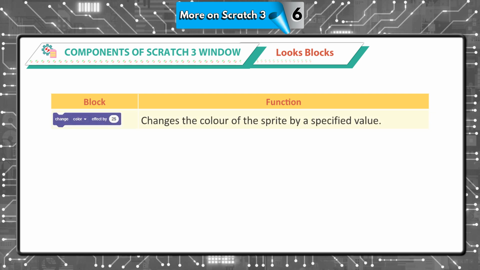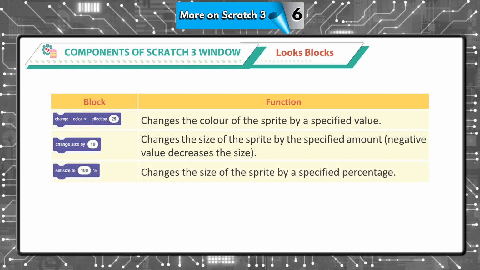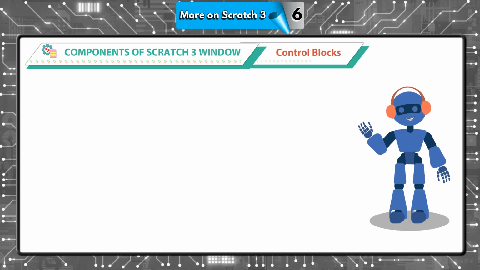Change color effect by 25 changes the color of the sprite by a specified value. Change size by 10 changes the size of the sprite by the specified amount. A negative value decreases the size. Set size to 100% changes the size of the sprite to a specified percentage.